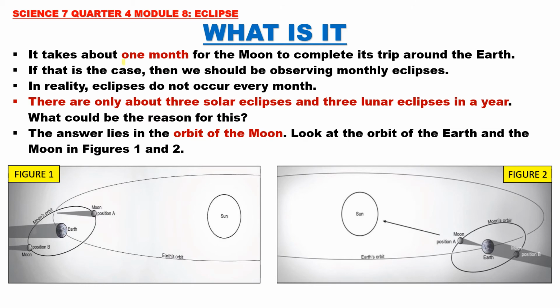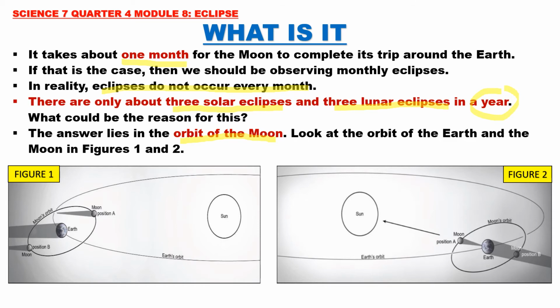It takes about 1 month for the moon to complete its trip around the Earth. If that is the case, then we should be observing monthly eclipses. In reality, eclipses do not occur every month. There are only about 3 solar eclipses and 3 lunar eclipses in a year. What could be the reason for this? The answer lies in the orbit of the moon.